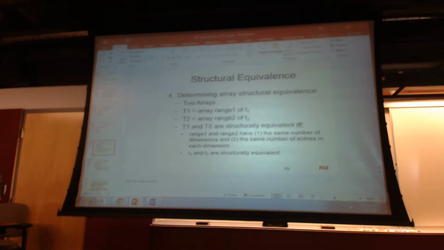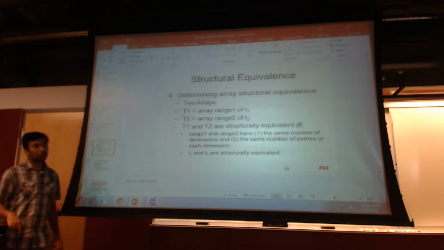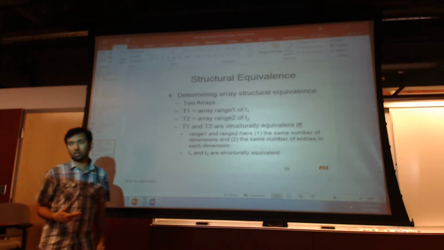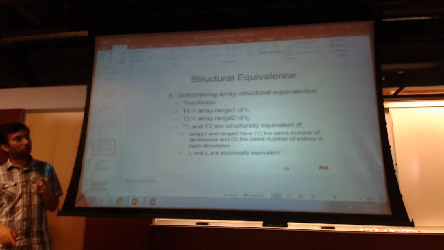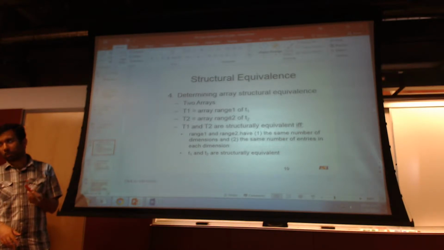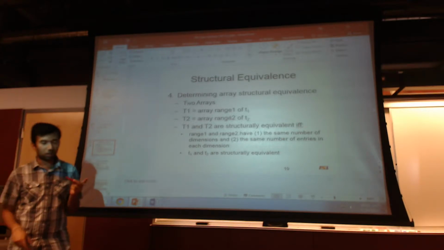Then we discussed structural equivalence of arrays. We said that two arrays T1 and T2 are structurally equivalent if they have the same range, and small t1 and small t2 are structurally equivalent. So the range has to be the same, and they have to be of the same basic type or structurally equivalent types.